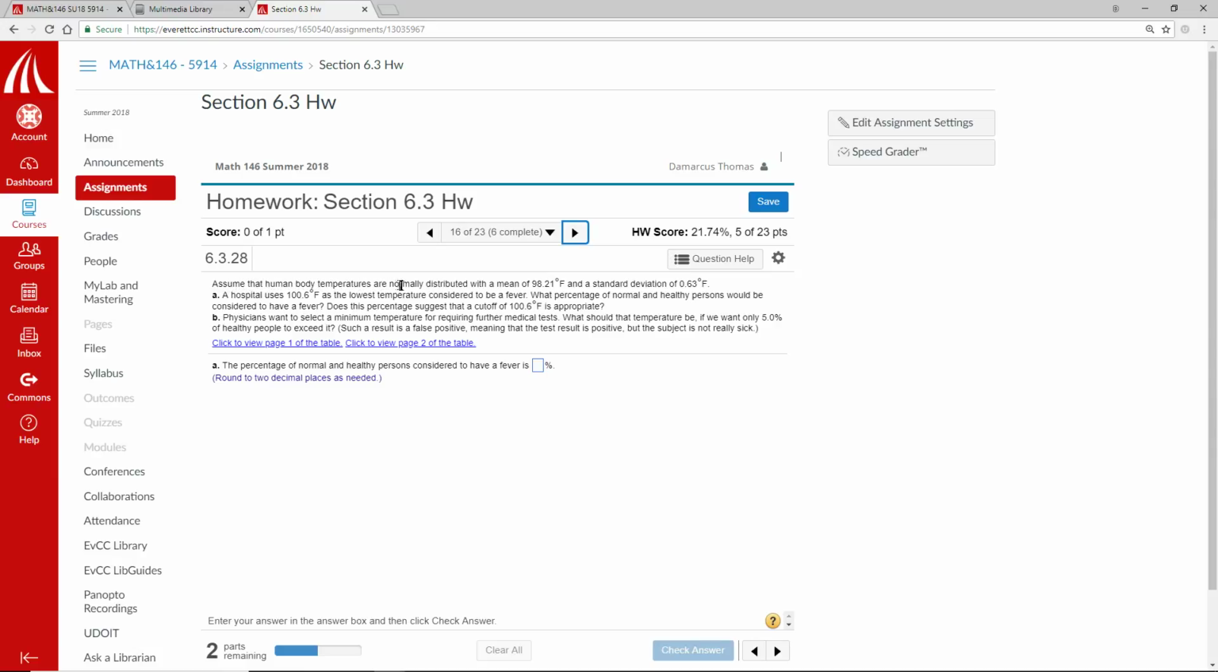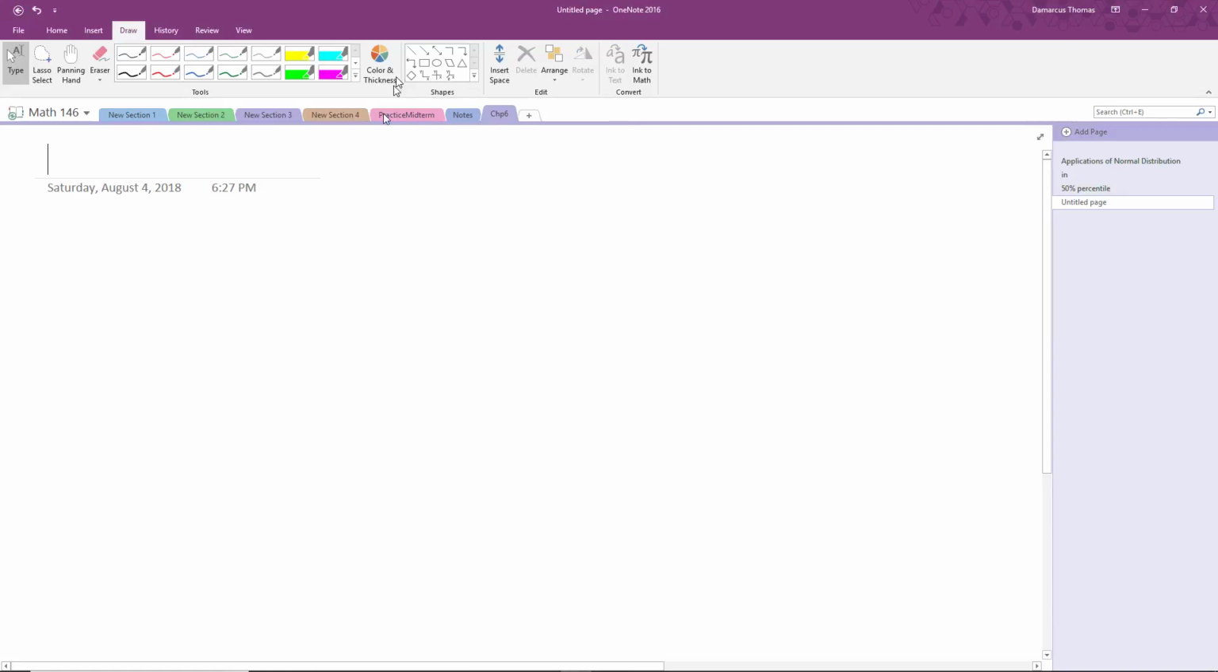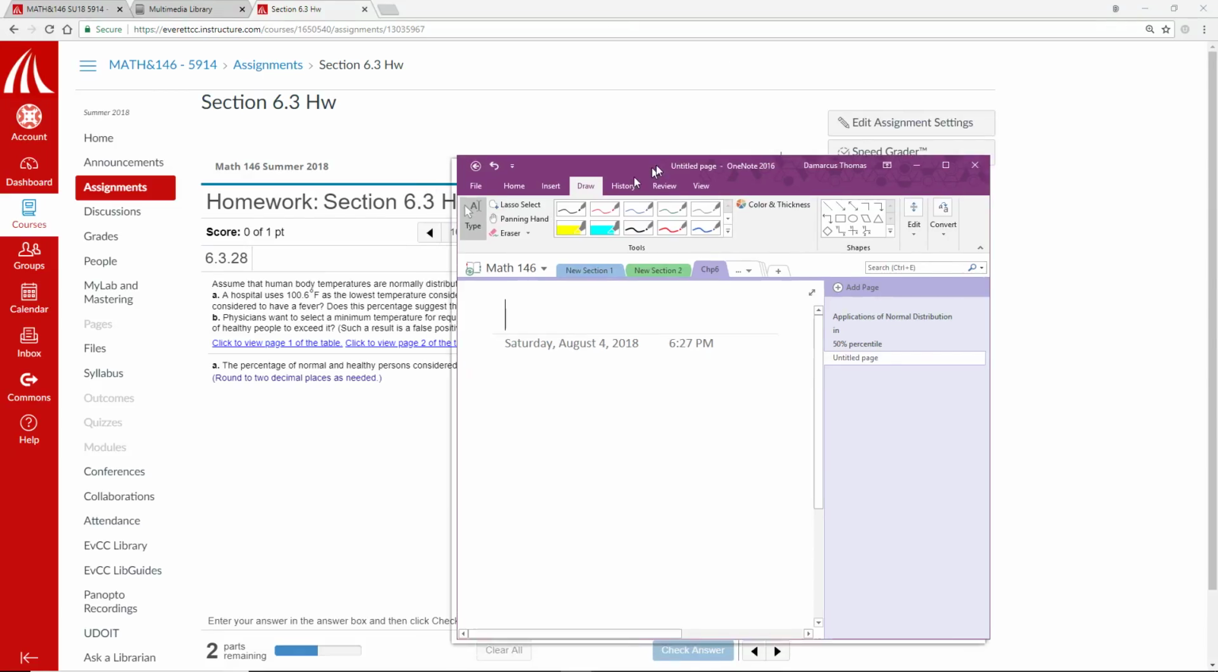Assume human body temperature is normally distributed with a mean of 98.28 and standard deviation 0.63 degrees. A hospital uses 100.6 degrees as the lowest temperature considered to be a fever. What percentage of normal and healthy persons would be considered to have a fever? Does this percentage suggest that a cutoff of 100.6 is appropriate? Well, our lower bound would be 100.6 and our upper bound would be, let's take a closer look at this problem.